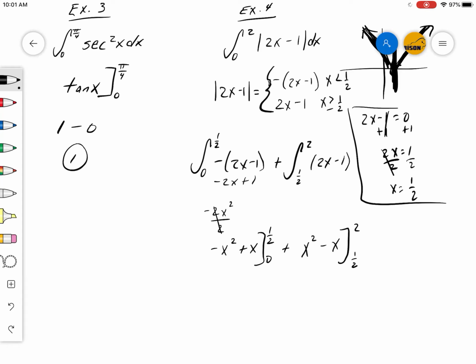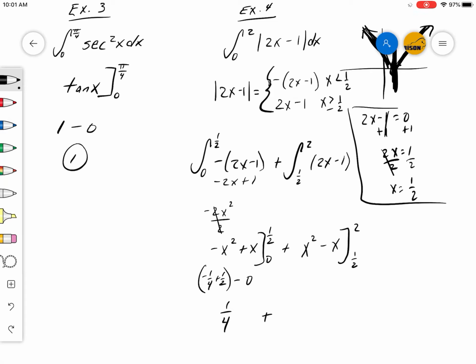That should give me, so 1/2 squared would be a fourth, so negative 1/4, and then plus a half, okay, and then, so that's the top, and then minus, plugging in the zeros would be 0, right? So I've just got to figure out what negative 1/4 plus a half is, which is a fourth, okay? So then that's the whole left side. Let's figure out the right side.